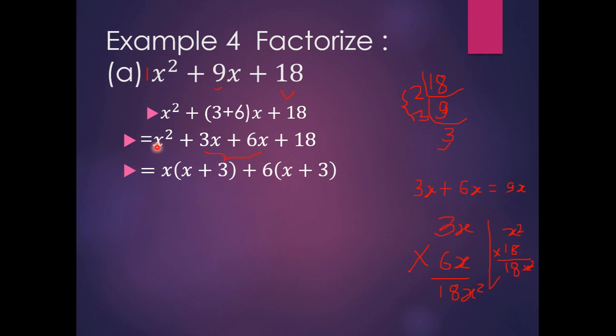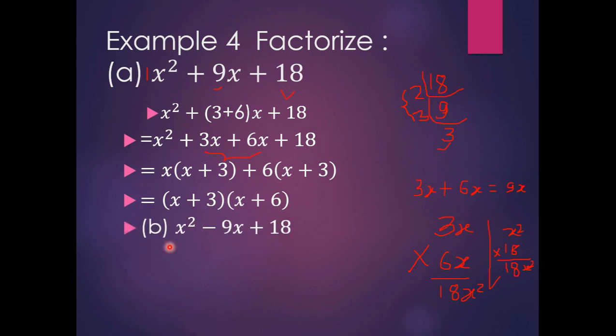Now from this, x is common, x plus 3, and from this, 6 is common, x plus 3, since 6 times 3 is 18. So now x plus 3 is common, and our remaining factor is x plus 6. In this way we have got its factors as x plus 3 times x plus 6.